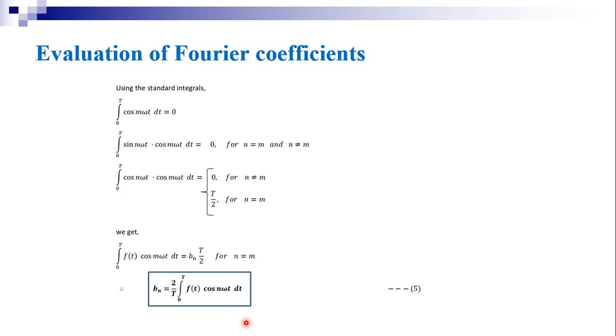Hence, in this session we have discussed the Fourier series, the Fourier theorem, and the evaluation of the Fourier coefficients such as a naught, an and bn.